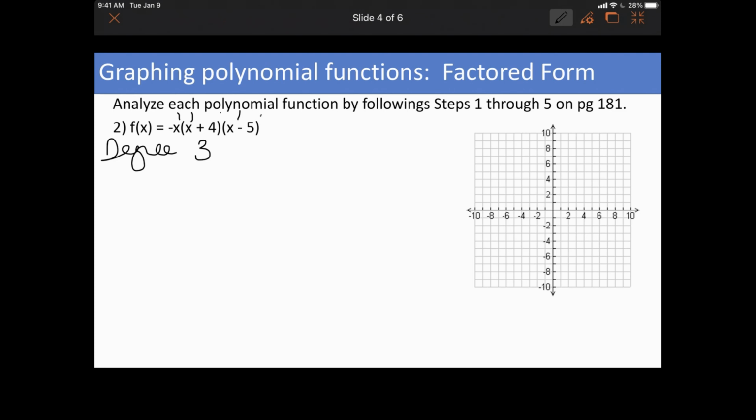Wait, I thought it was positive, but do you see that negative? So now that's going to switch it. That is now a down up. So we're going to start this way. Something's going to happen in the middle, and then we're going to go down. Okay. Then the next one is to find the x-intercept and the y-intercept.